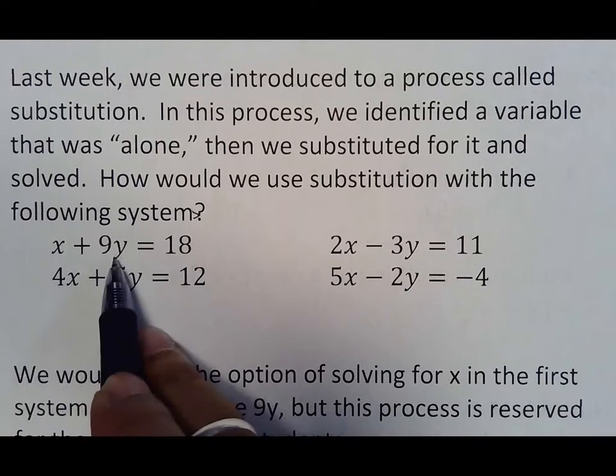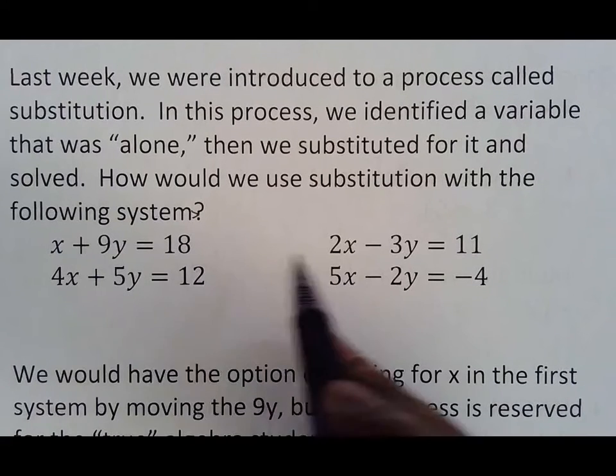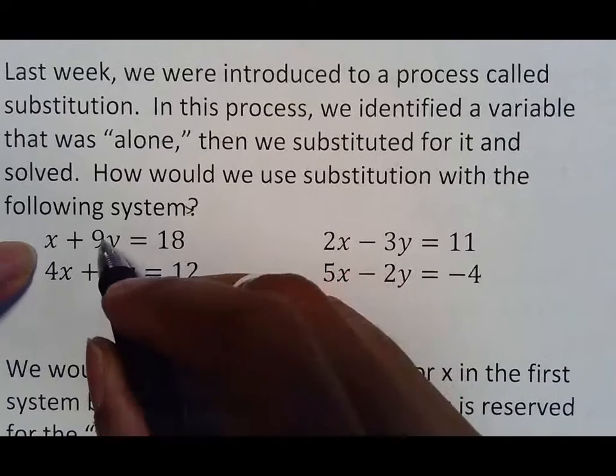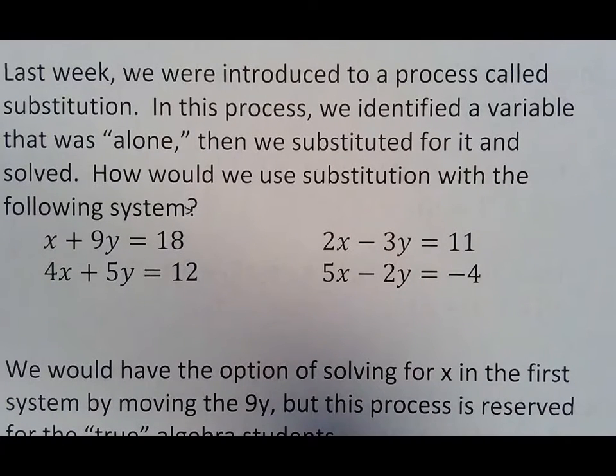That's not alone, that's not alone, that's not alone, that's not alone. Nope, nope, nope, and nope. And so we can't really put a box around anything because there's nothing that is all by itself, and therefore we cannot really substitute unless we took this one and turned it into something else by moving the 9y. But again, that is a lot of steps.